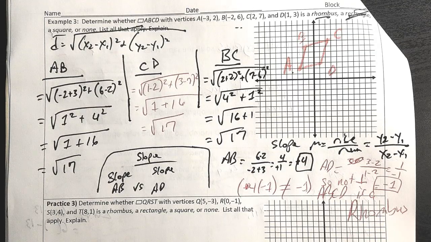If they are, then it's at least a parallelogram. So then you got to see if consecutive sides are congruent, and that'll tell you whether or not it's a rhombus or not. Then you check to see if it's perpendicular or not, and a square, but you won't need to get that far. I'll just tell you it's not a square.